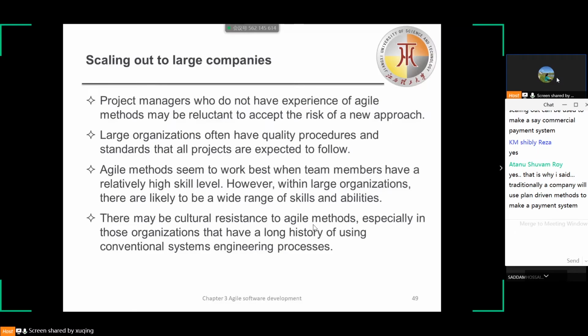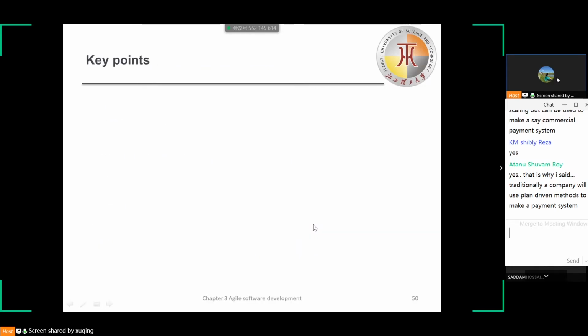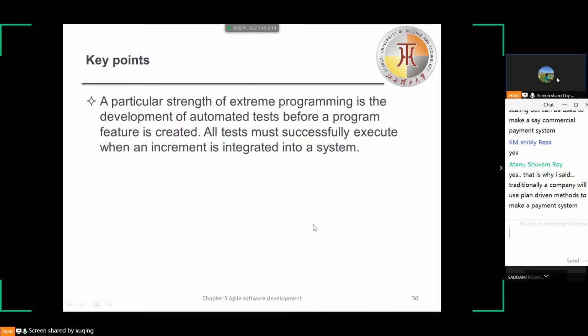So here we see that scaling agile methods, we have its necessity in some situations, but we have two ways to scale agile methods, scaling up and scaling out, these two perspectives, but both perspectives are difficult for different reasons. So this is for this part, scaling agile methods.